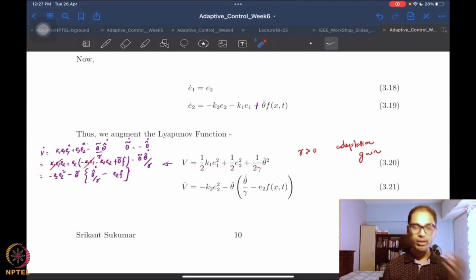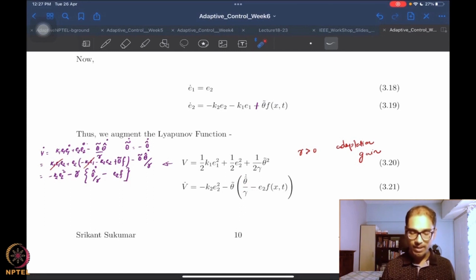Alright. Now what do I do? I do the best I can, as always. I cannot make this term negative definite because that would require me to introduce a minus theta tilde here, and I cannot introduce a minus theta tilde. I hope this is very clear to you. Theta tilde is unknown because theta tilde contains theta star, which is the true parameter value, which is unknown to us. Therefore, we cannot implement a minus theta tilde. So there's no way of making this negative definite.